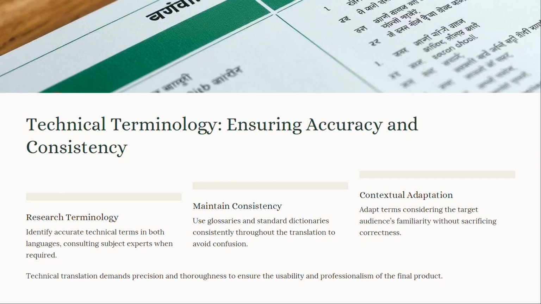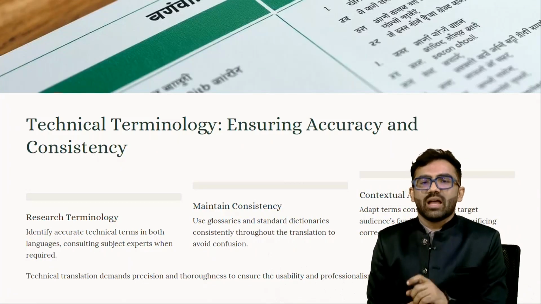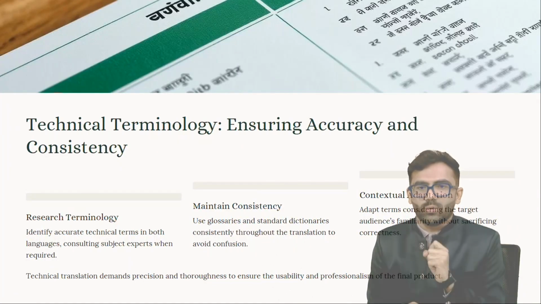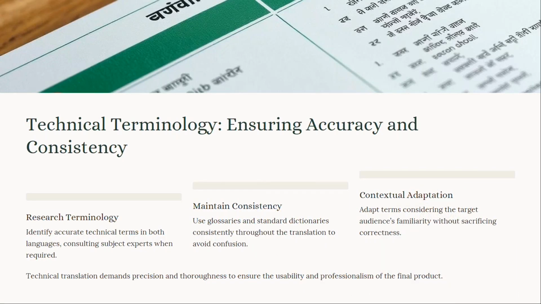Second, you have to maintain consistency. For that, you can use glossaries and standard dictionaries consistently throughout the translation to avoid confusion. And the third is contextual adaptation. You adapt terms considering the target audience's familiarity without sacrificing correctness. This is how technical translation demands precision and thoroughness to ensure usability and professionalism in translation when you are completing the final product.